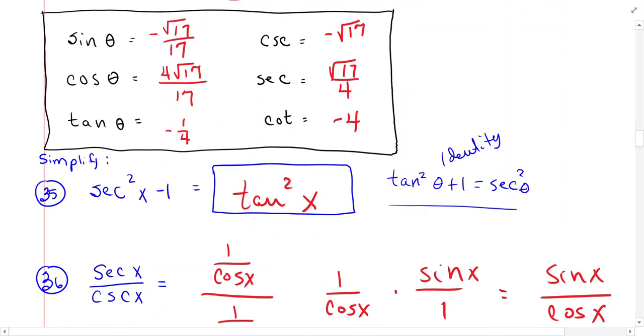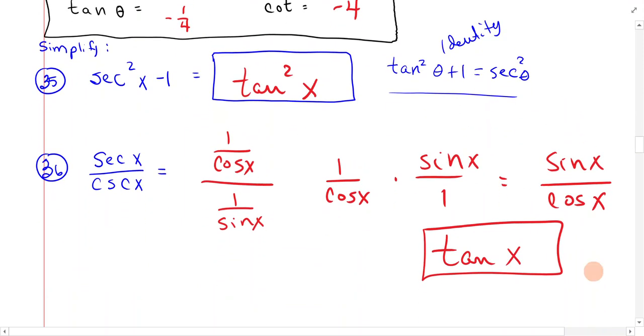This one, 35, that I have here says secant squared x minus 1 equals. Well, the identity is here that you're given, and you could tell that if you subtract this 1 over here, you get this. So you're left with tan squared x.